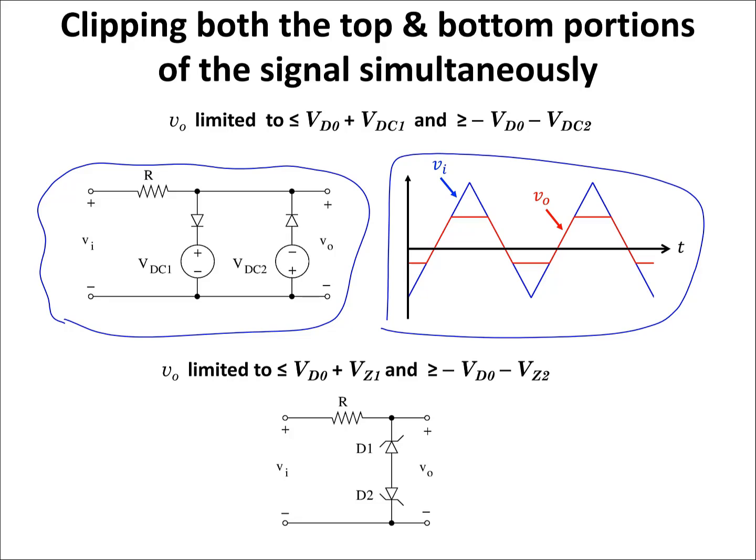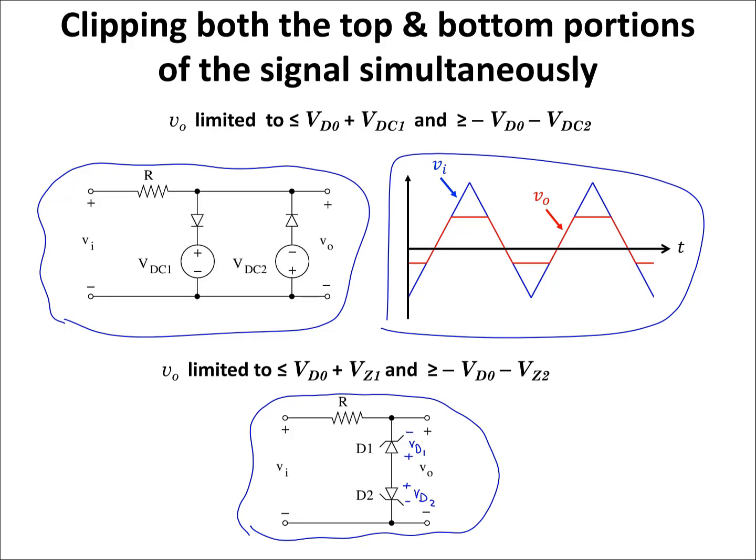We can use Zener diodes to simplify the top circuit. The bottom circuit can operate just like the top one, and with this circuit, V out is going to be limited to less than VD0 plus VZ1 or greater than negative VD0 minus VZ2. I can label the voltages across the diodes as VD1 and this is VD2.